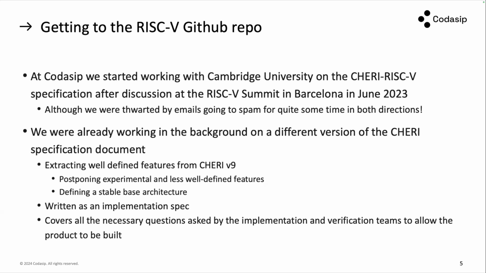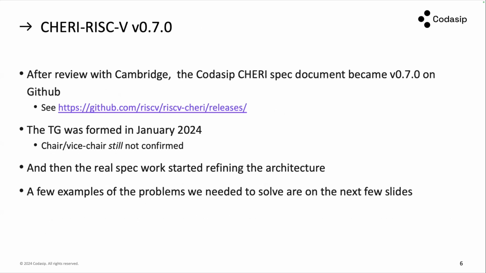And then we put that onto GitHub. That was about the start of this year, I think. And that became version 0.7 as the first release. So that just went in as one enormous pull request, sort of several hundred-page pull request.